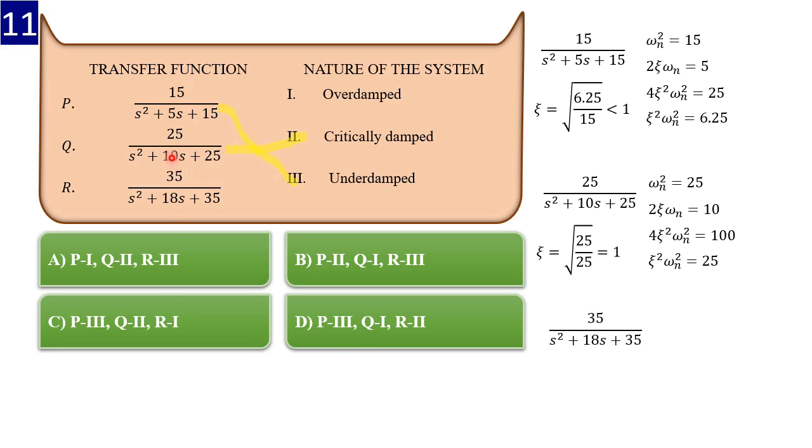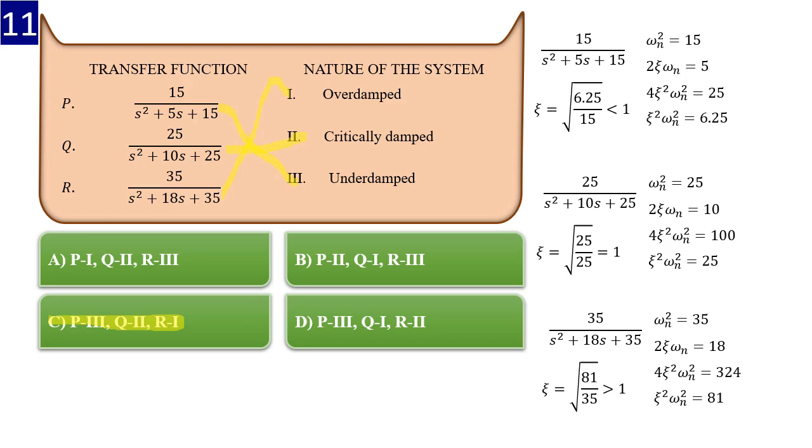And for R, it is this value, and omega n square is 35. 2 zeta omega n is 18. So square this, and zeta square omega n square will become 81. Divide by omega n square, so zeta will be given as this value, which, as you can see, will be greater than 1. So the under root will also be greater than 1. For greater than 1, we have overdamped, so R will be overdamped. So P3, Q2, R1 is option C. Option C will be the correct answer here.